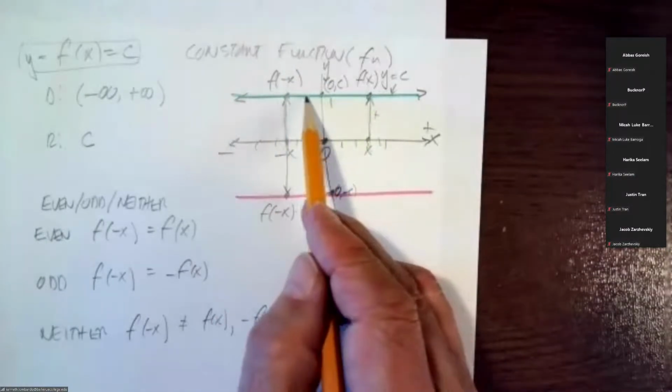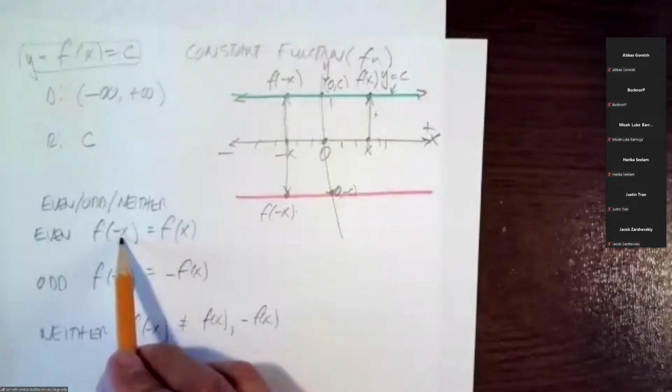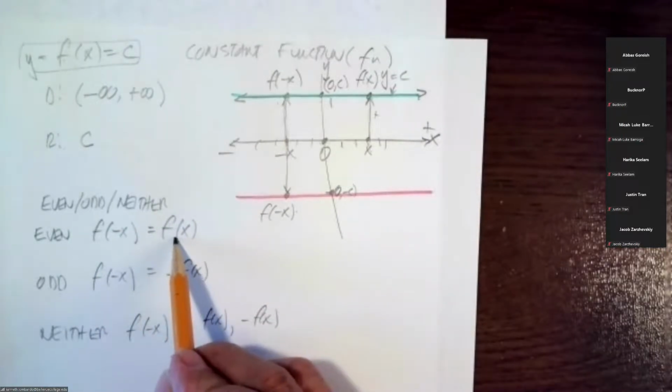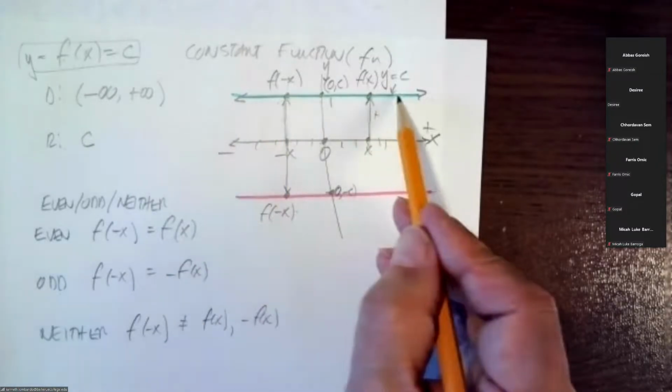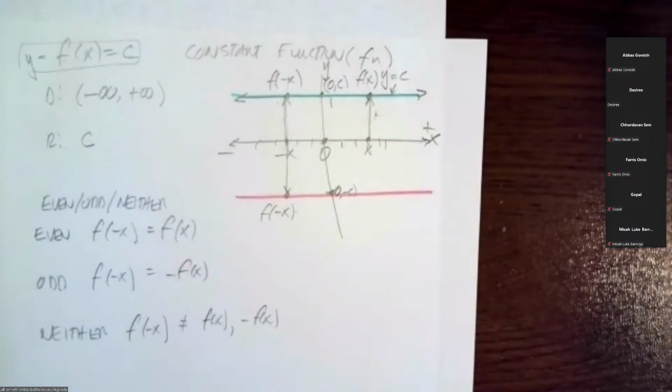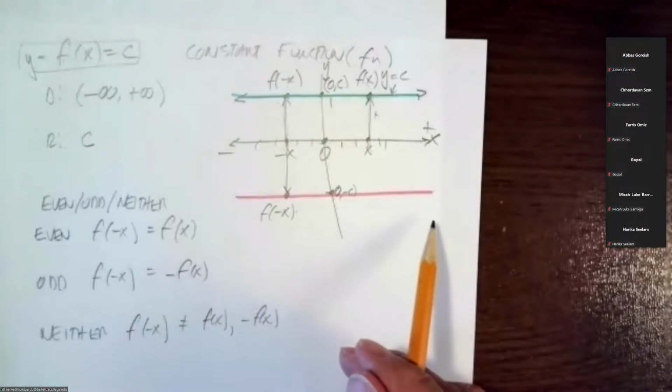Okay, so we're going to say if the value evaluated at negative x is the same as the value evaluated at x, we're going to call that even. So we're going to call this an even function. Okay, makes sense to everybody?